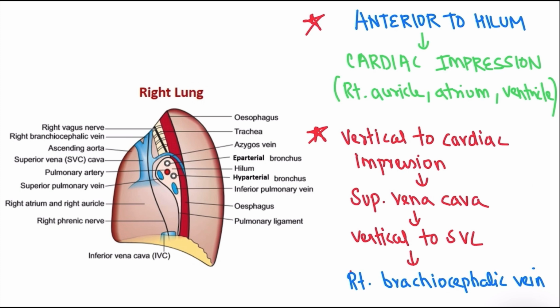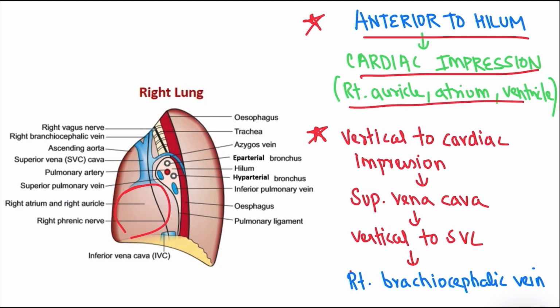What are the relations anterior to the hilum? Anterior to the hilum is the cardiac impression. The structures are the right auricle, atrium and ventricle. What is the relation vertical to the cardiac impression? It is the superior vena cava, and the structure which is vertical to the superior vena cava is the right brachiocephalic vein.